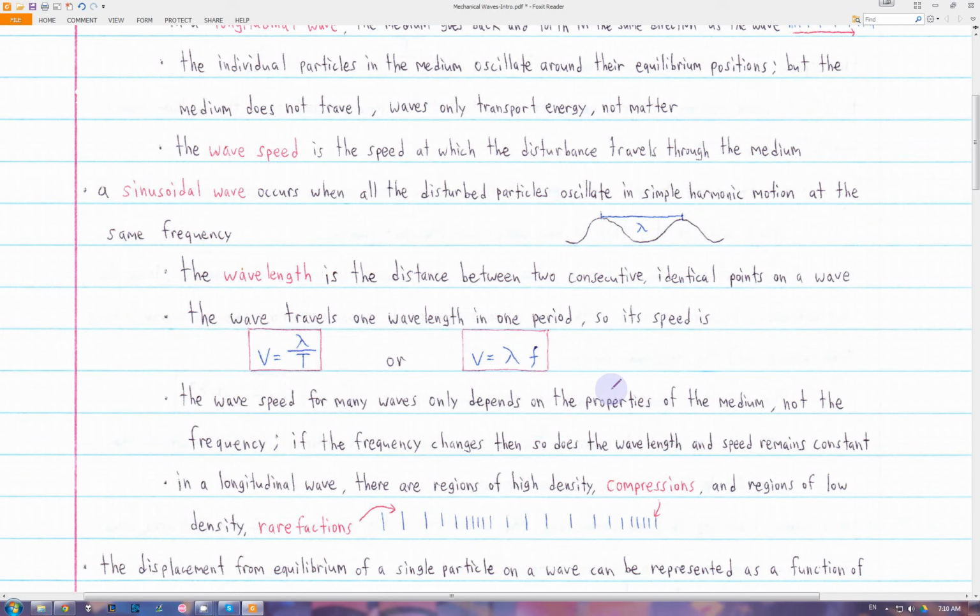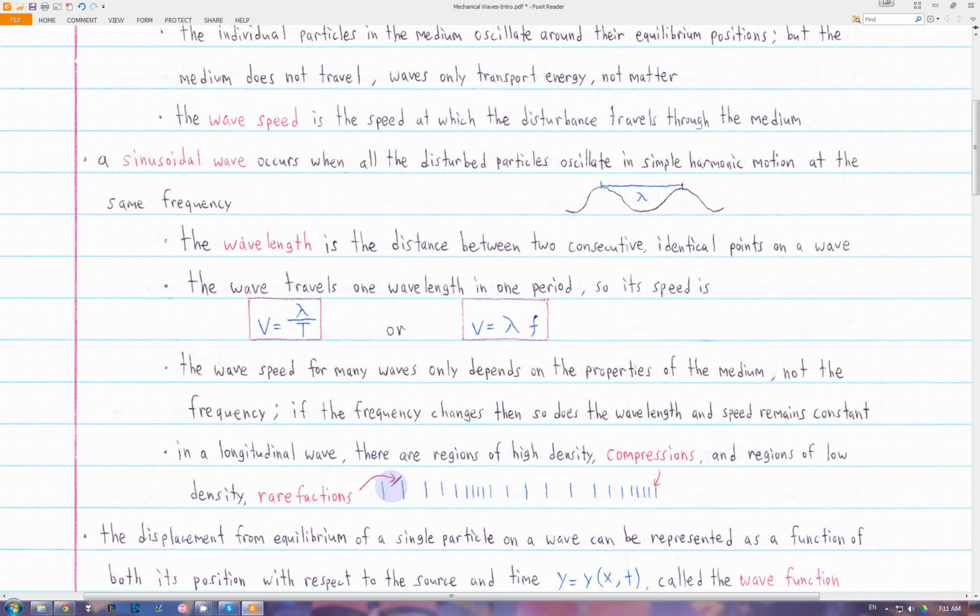So in a longitudinal wave, the equivalent of a crest and trough is a compression or rarefaction. A compression is where the particles are clumped together, because remember they're moving back and forth from left to right instead of up and down. So there will be areas of high density, which are the compressions, and areas where the particles are more spread out and have low density, which are the rarefactions.